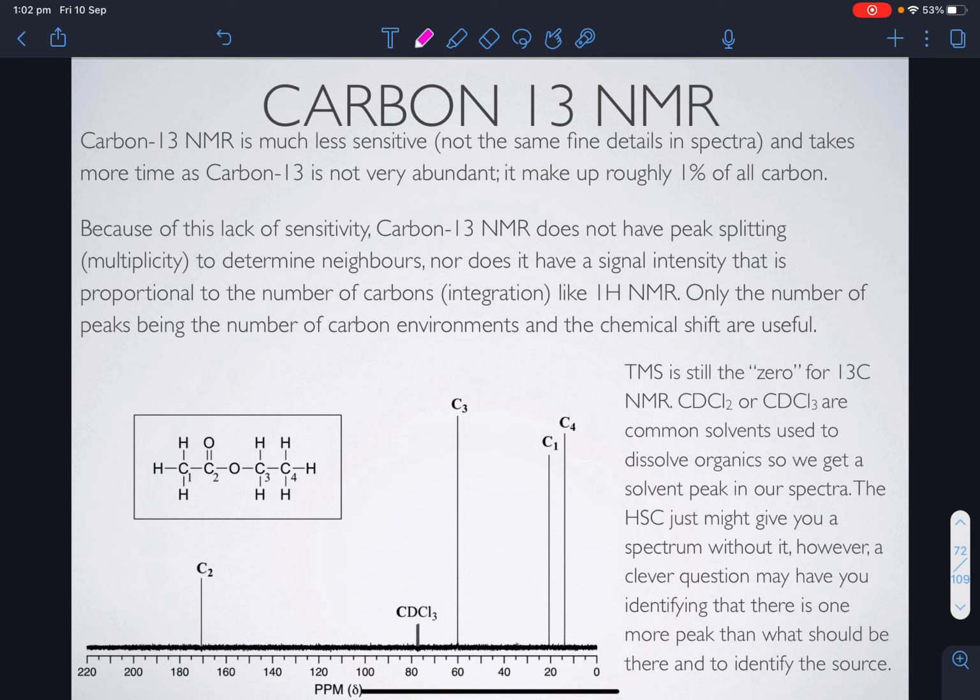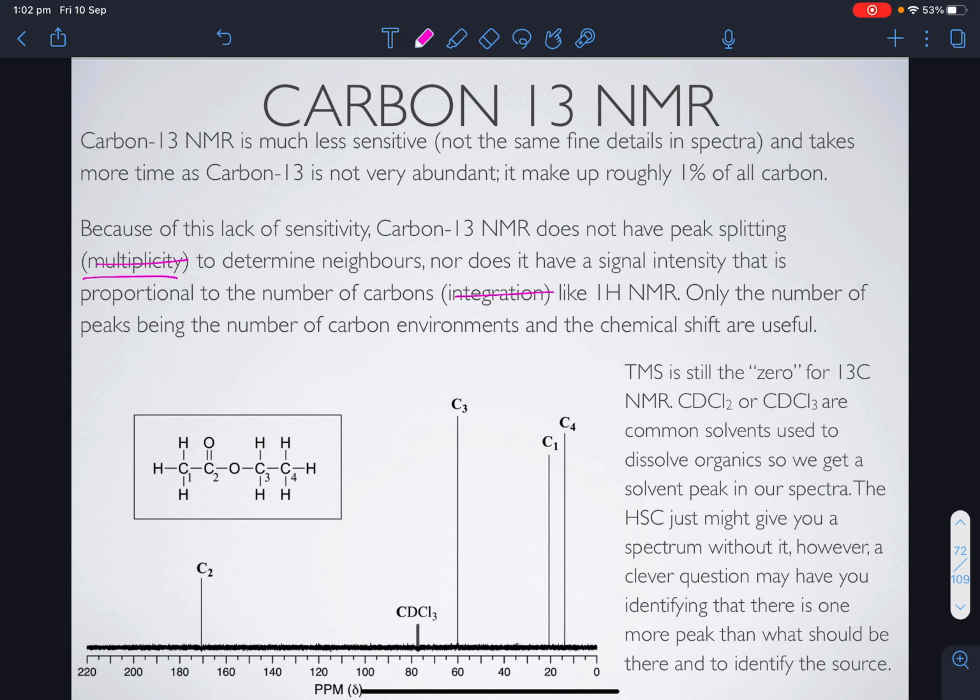Because of this lack of sensitivity, it does not show peak splitting multiplicity, as I just said, to determine neighbors. Nor does it have a signal intensity that is proportional to the number of carbons. So you can't do integration. So multiplicity is out and integration is out. Remember, proton NMR had multiplicity, integration, chemical shift, and what's the other one that I'm thinking of? Well, number of peaks, of course.